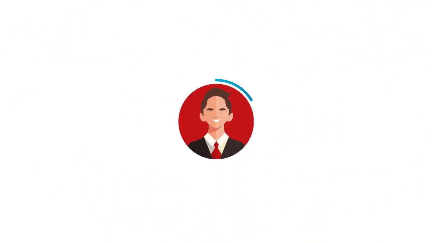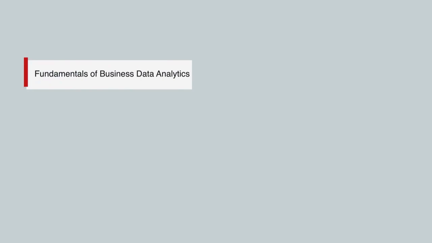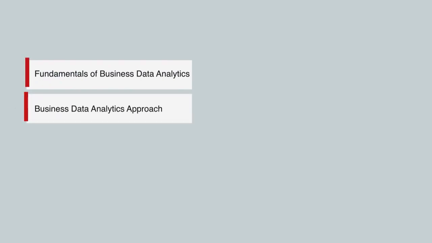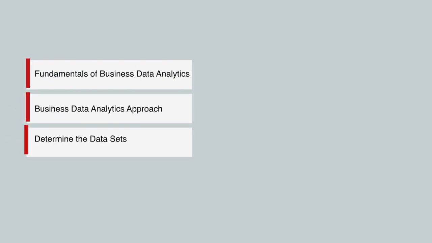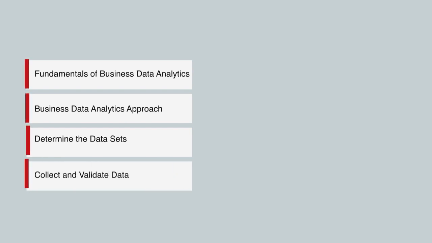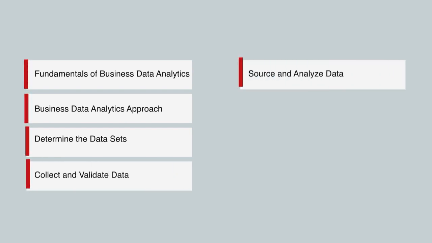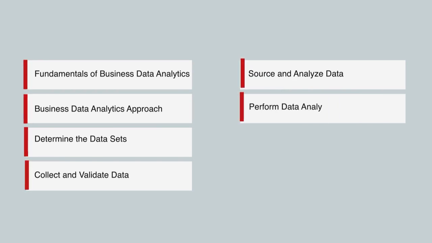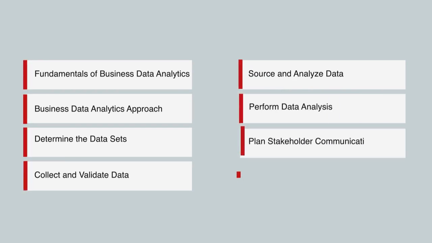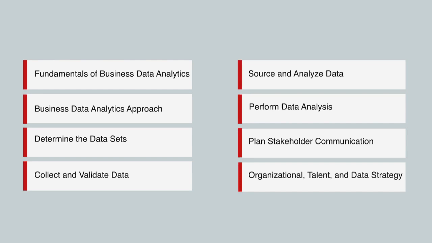Finally, once you achieve a readiness score of 90% or more, you will receive a certificate of course completion from UCertify. Upon course completion, you will understand the following concepts: fundamentals of business data analytics, business data analytics approach, how to determine the data sets, how to collect and validate data, how to source and analyze data, how to perform data analysis, how to plan stakeholder communication, organizational, talent, and data strategy.